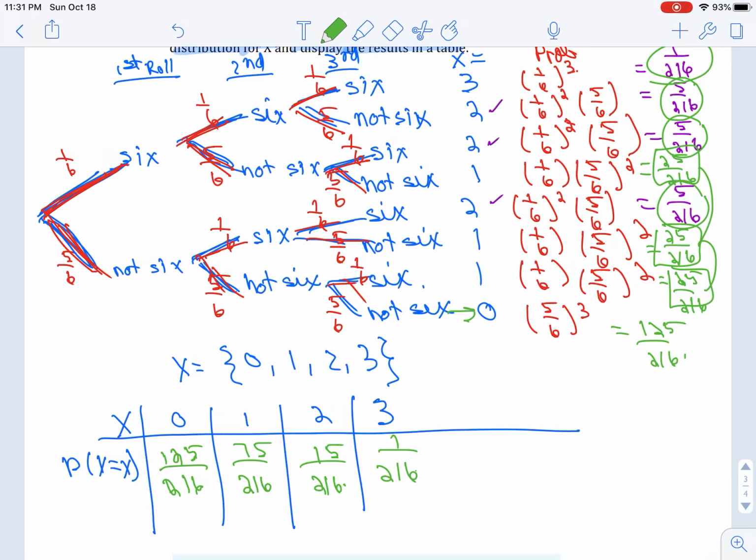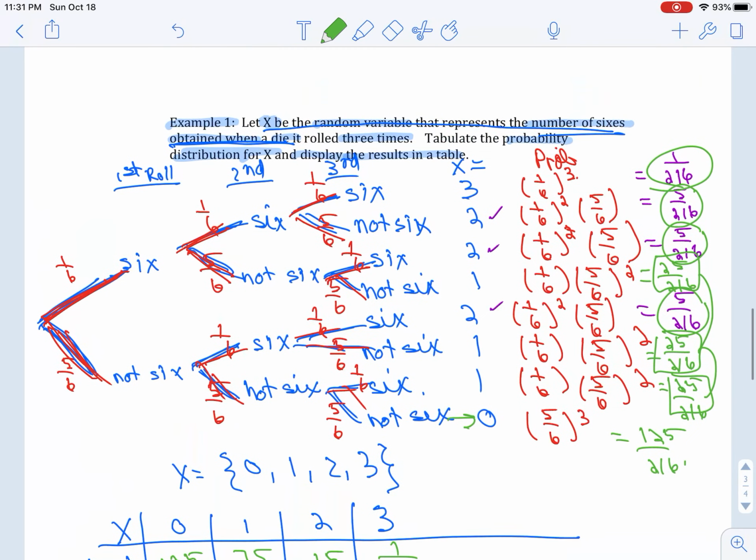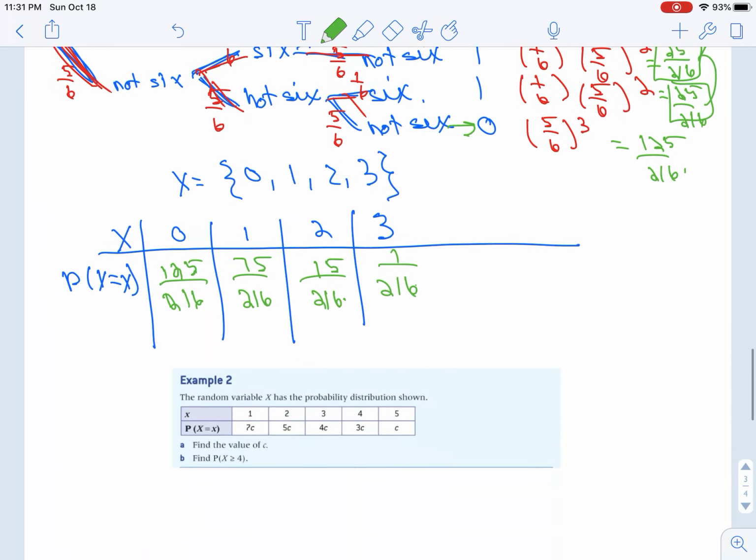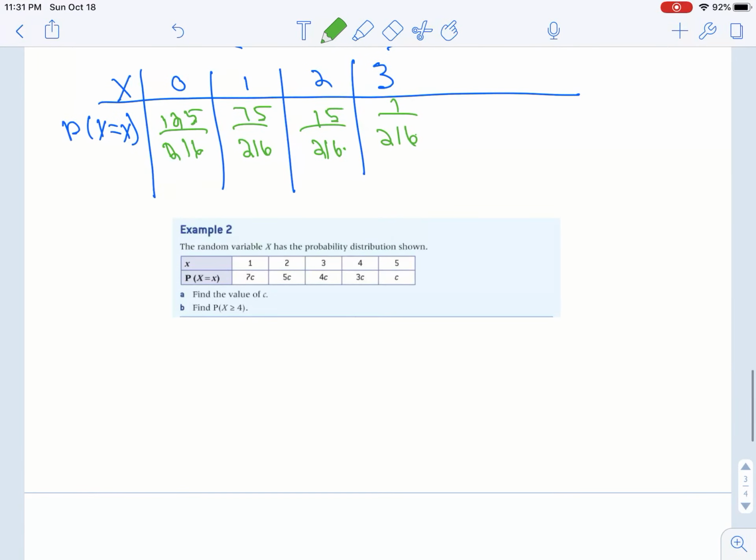So that was the first part of that. Actually, that's it. All right, they just wanted us to tabulate the distribution for x and show it in a table. So we've done that.